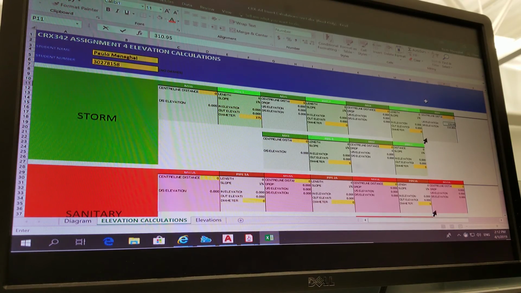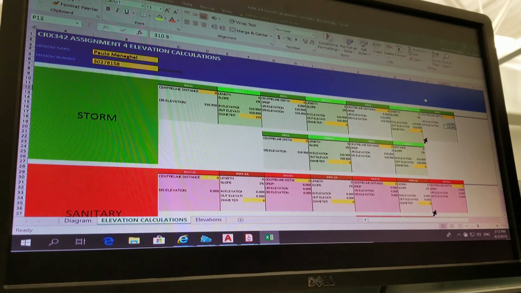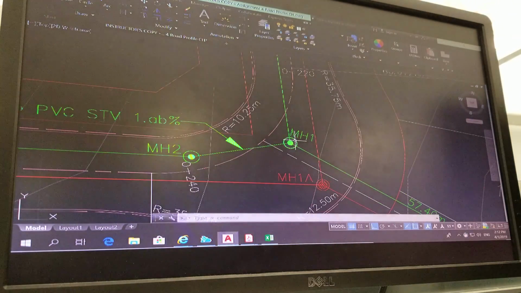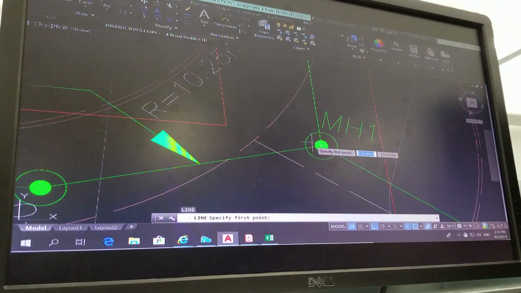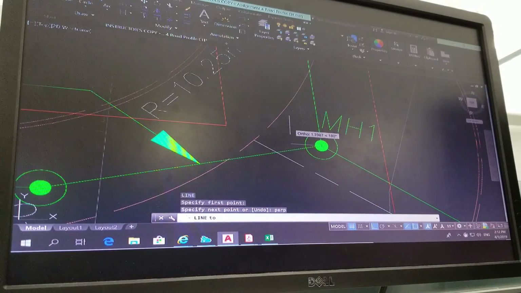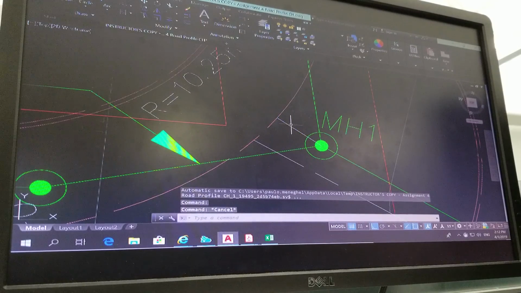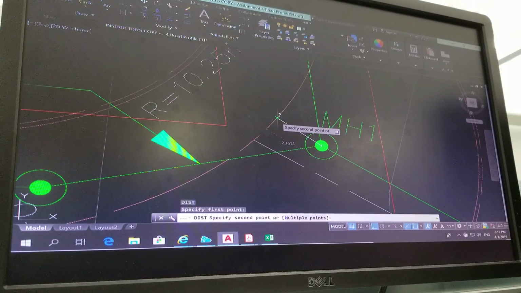0.15. Oh, so 0.95, right? So downstream elevation is this one, upstream elevation is this one. Center line distance. Look what information I need to put there. I need to make a line from the center of my manhole perpendicular to my center line here, and this distance over here is the distance that I'm going to put in there. So the perpendicular distance is 2.36, for example, in this one.